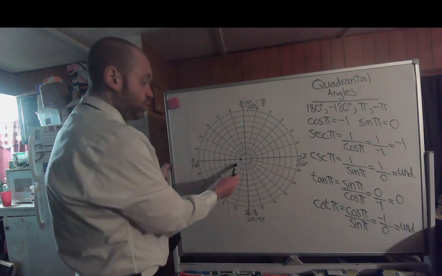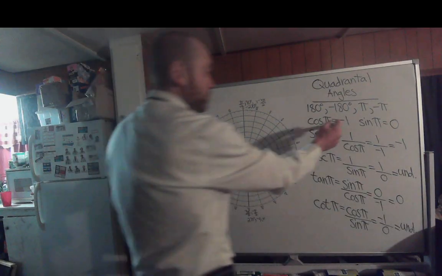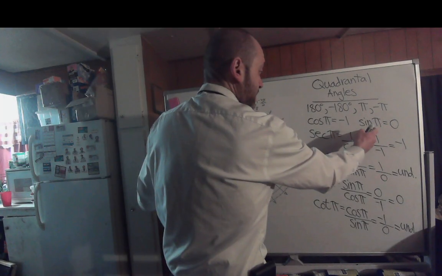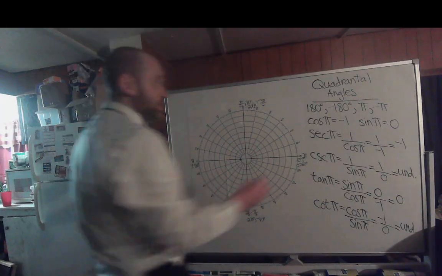So the x-coordinate at pi is negative 1, which means your cosine is negative 1. Your sine of pi, which is your y-coordinate, is 0. Now let's deal with 270.